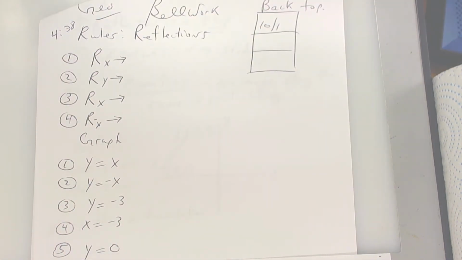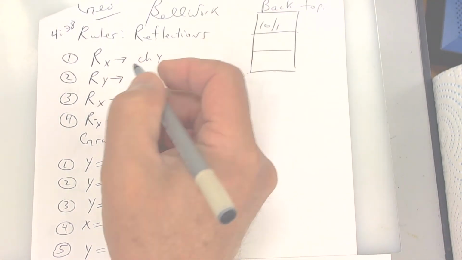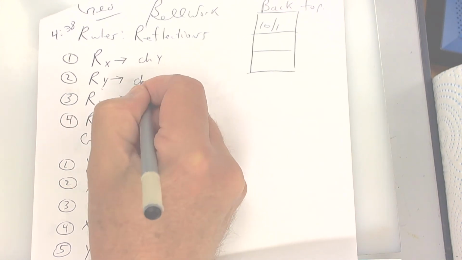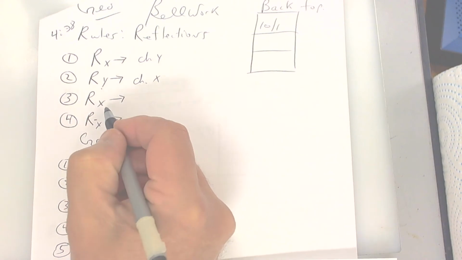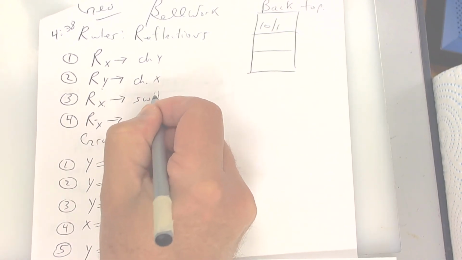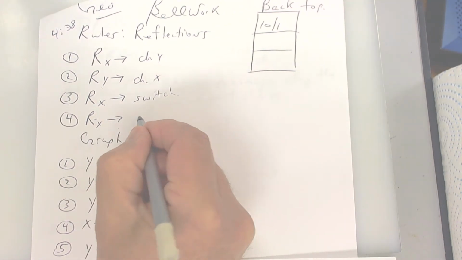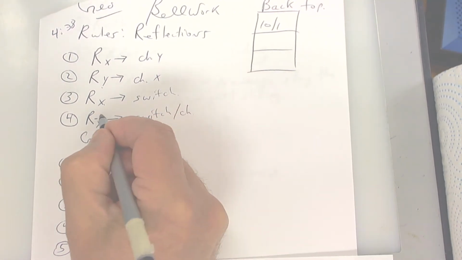So, the rules. When you reflect over the x, you change the y value. This one, when you reflect over the y, you change the x values. This one, when you reflect over x, you switch them. In this one, you switch and change. Two things here when it's a negative x.